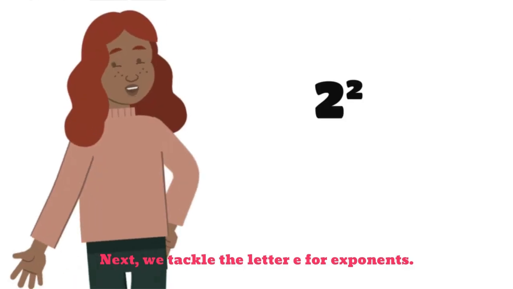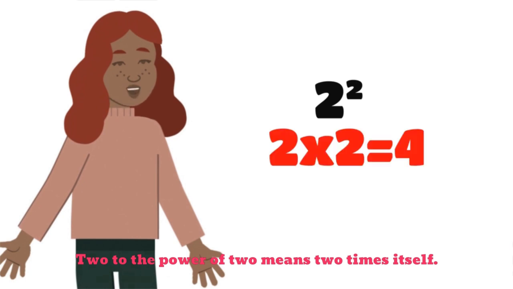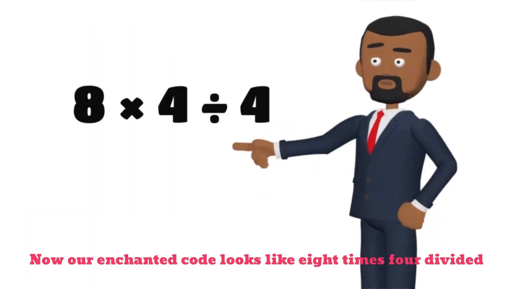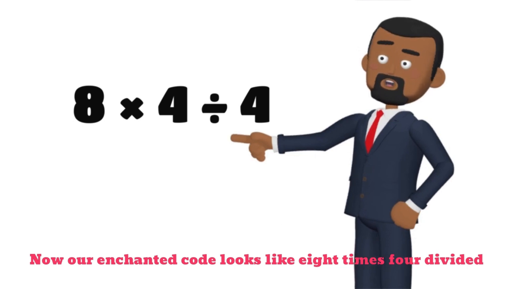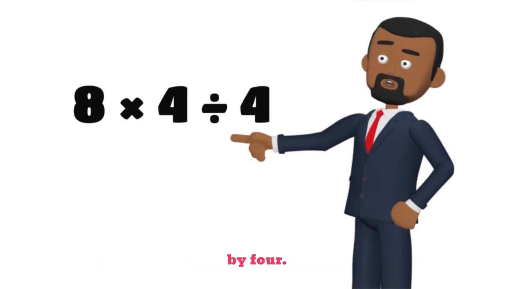Next, we tackle the letter E for exponents. 2 to the power of 2 means 2 times itself, so 2 to the power of 2 is 4. Now, our enchanted code looks like 8 times 4 divided by 4.